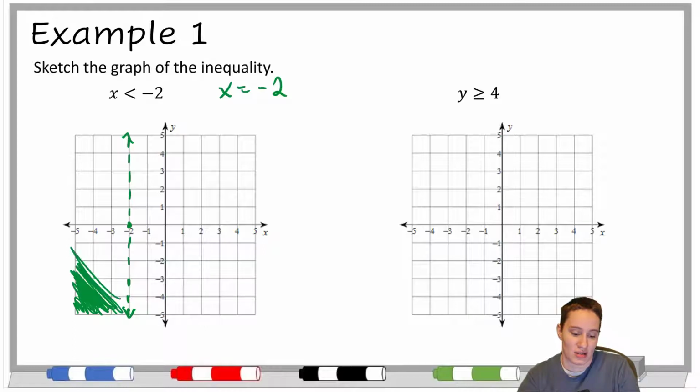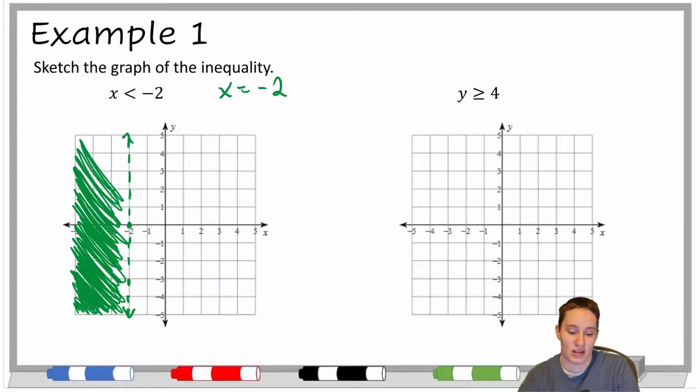Now, my shading looks a lot better whenever I do it on paper than on the computer. I really like shading on paper with a pencil, personally.